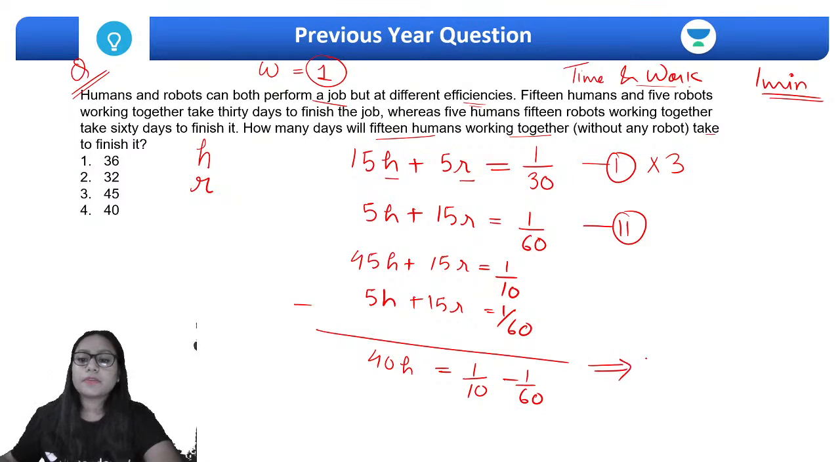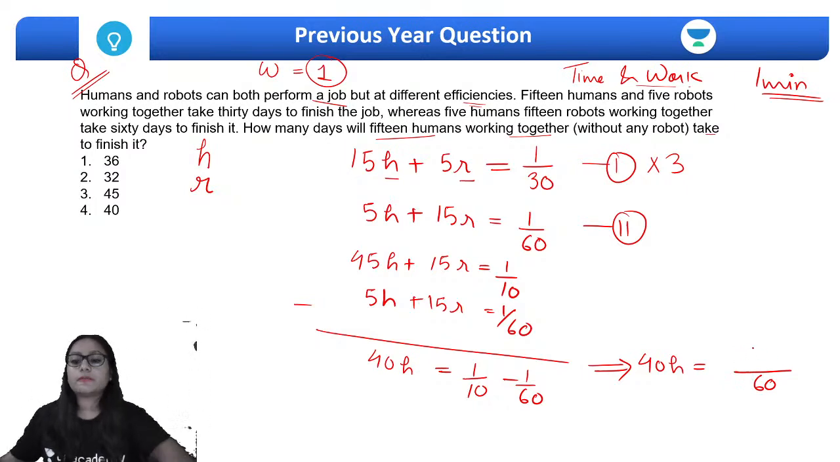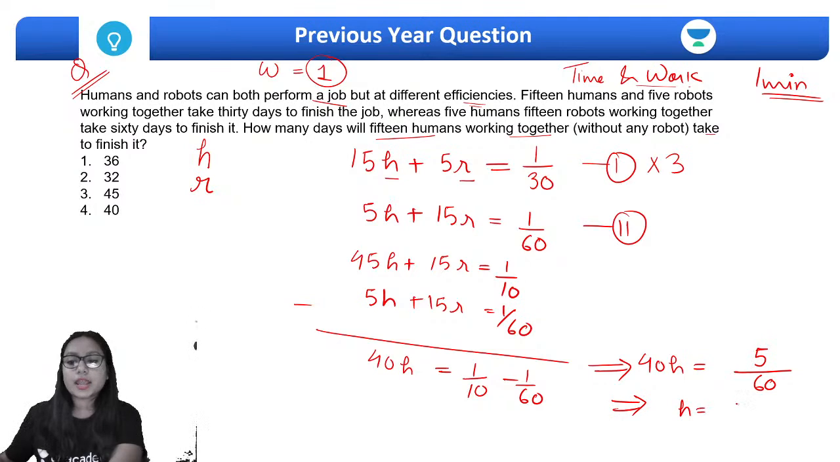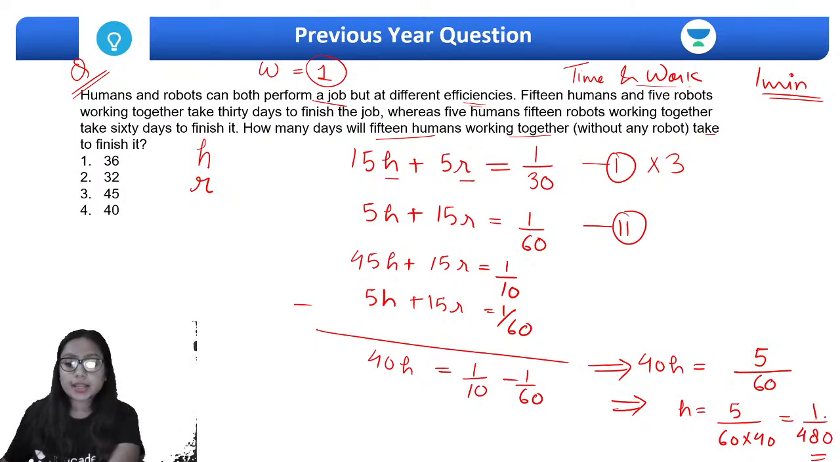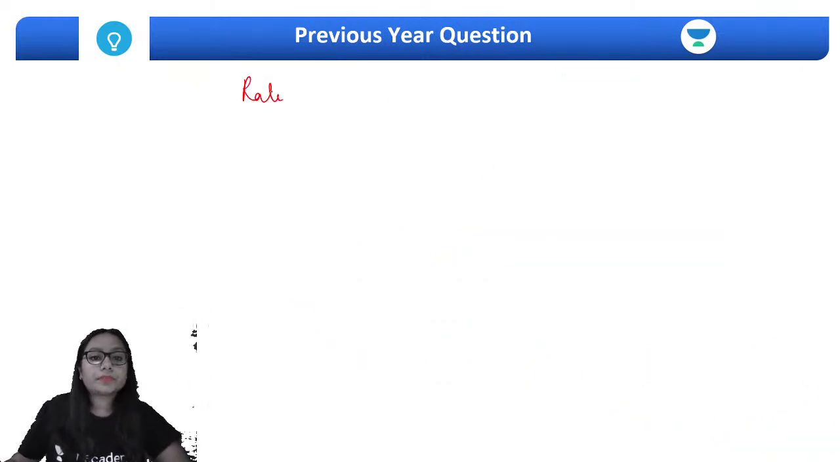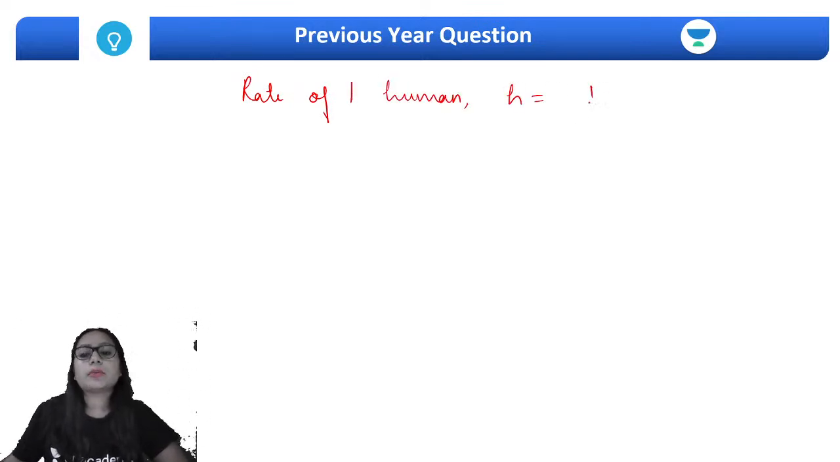So this can be simplified and I can write 40h is equal to, this will give me 5 by 60, right? So from here if I simplify, I can get the value of h as 5 upon 60 into 40, and this will be 1 upon 480. This is the value of h that I have. So this is the rate of one human, 1 upon 480.